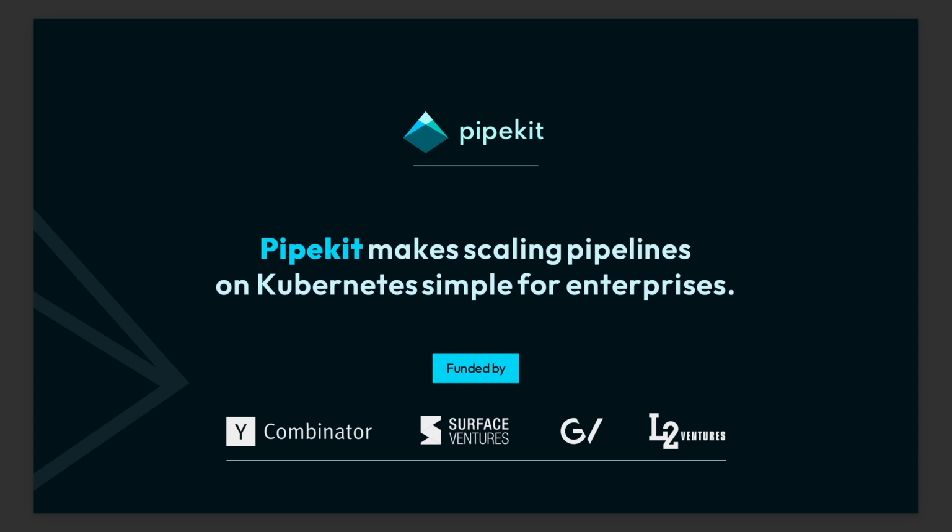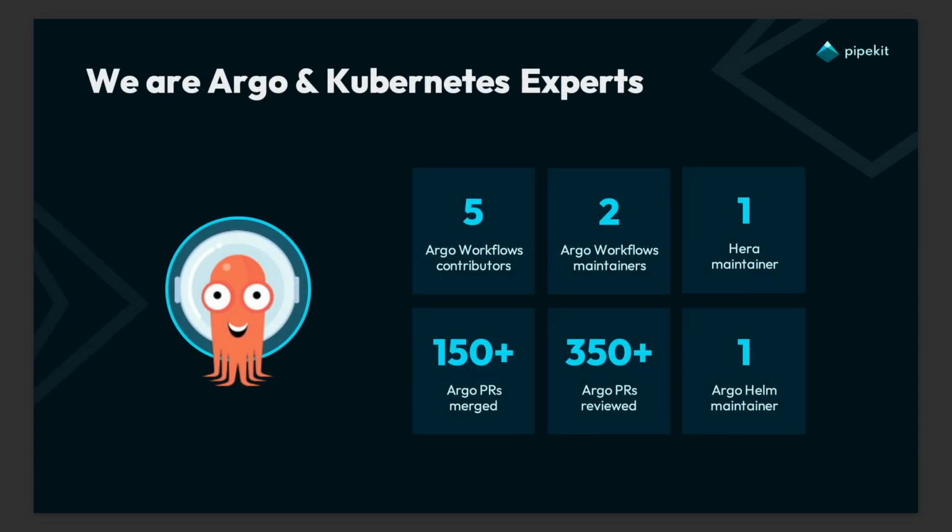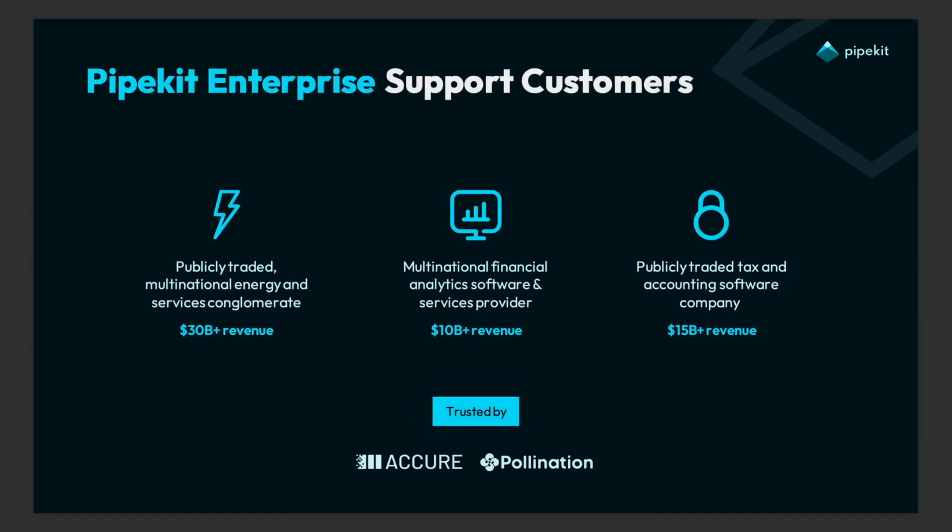Here at Pipekit, we're proud to help enterprises scale up their data pipelines using Kubernetes. Kubernetes and the Argo project are both incredibly important to our team. We are, after all, a team of Argo and Kubernetes experts, many of whom are active maintainers of and contributors to the Argo Workflows open source project. Pipekit's specialty is helping enterprises get the most out of Argo and Kubernetes. We provide enterprise support services to a wide array of enterprises across many different industries.